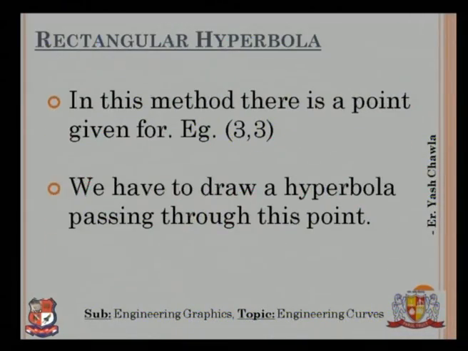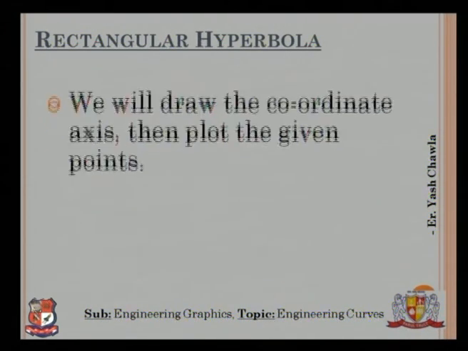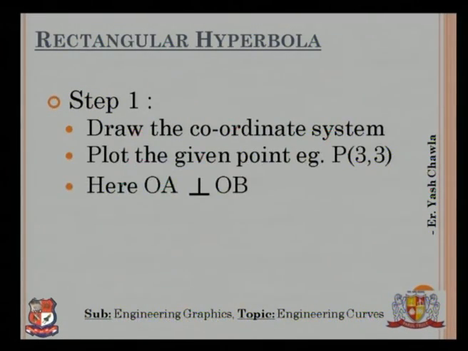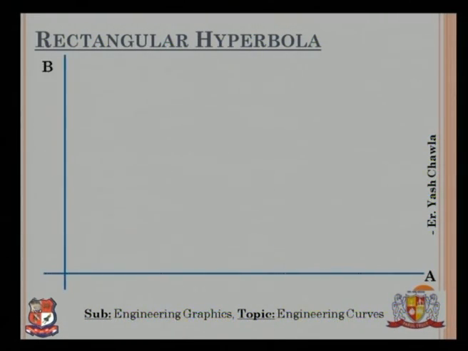In rectangular hyperbola, we will have a coordinate system, just as we have x and y axis, and a point is given, that is 3 cross 3. That is, on the x axis 3 and on the y axis 3. That point is where the hyperbola is going to pass. First of all, we will draw the x and y coordinate system, and then mark the point. First draw OA and OB, that is the coordinate system, and mark the point 3 cross 3.